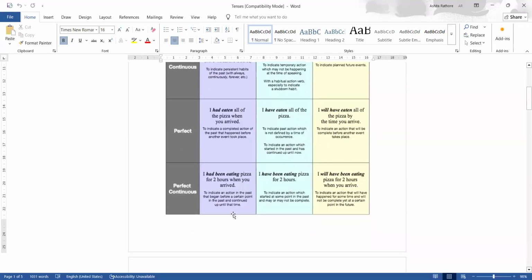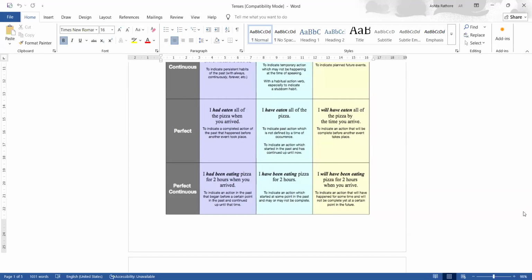Now we move on to the perfect continuous. Now perfect has come, continuous has also come. So now what is happening? Akshat, go ahead and just try and explain what is happening when it comes to perfect continuous.